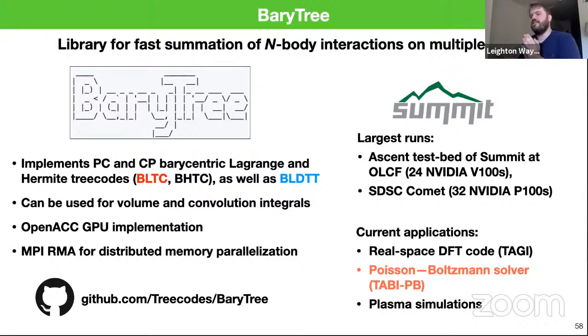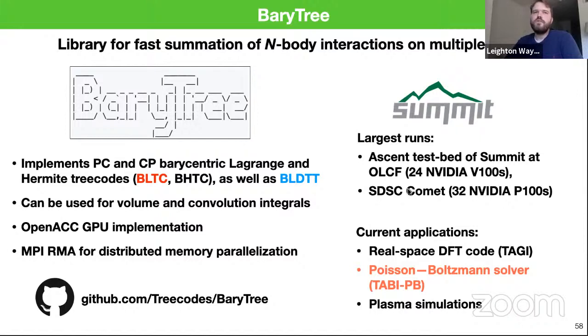We also did, I think, some pretty cool things with MPI that I'm not going to talk about at all. But we were able to do some pretty large runs. We took this n-body interaction library that we built, and we ran it on the Ascent machine, which is a test bed of Summit at Oak Ridge, and used up to 24 V100s. On the old SDSC Comet machine, we ran it on 32 P100s. And just yesterday, I ran it on a large number of the new V100s on their Expanse machine. So we can get pretty large and do some pretty cool things with this library.